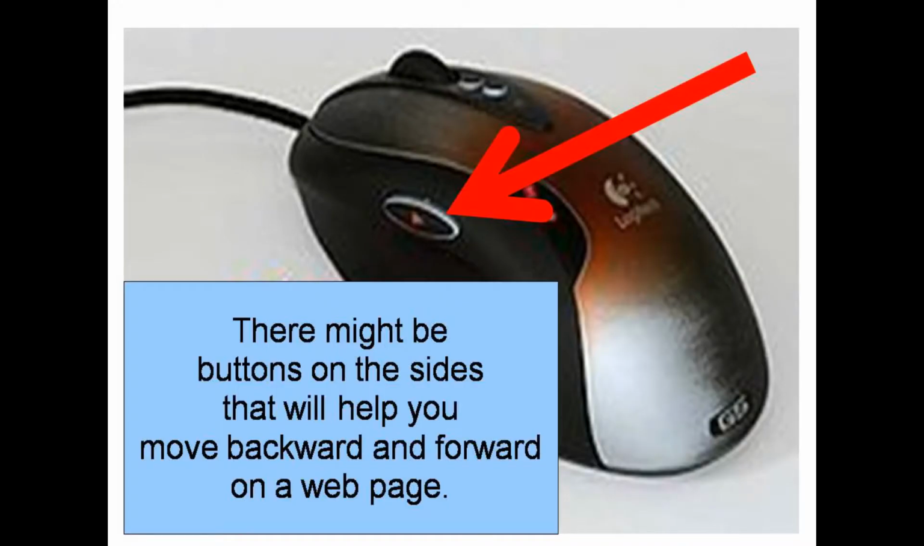Now, some of the mice might have a button on the side. With different mice, there are multiple things that might take place and give a different result. If there are two buttons on the side, they might be on the left side of the mouse, a front button and a rear button.